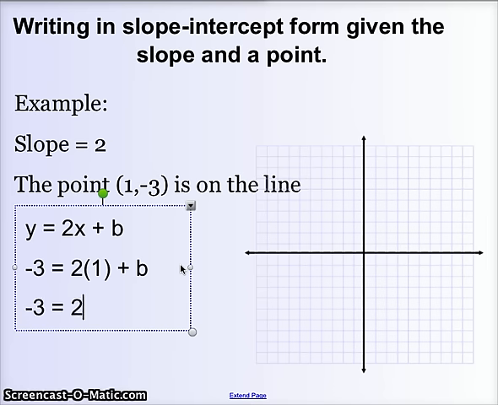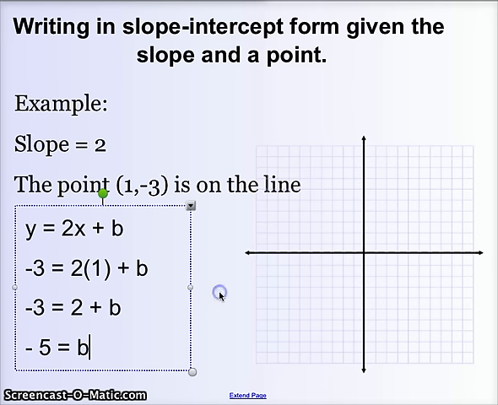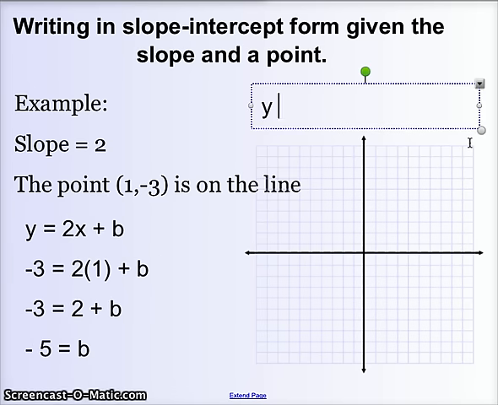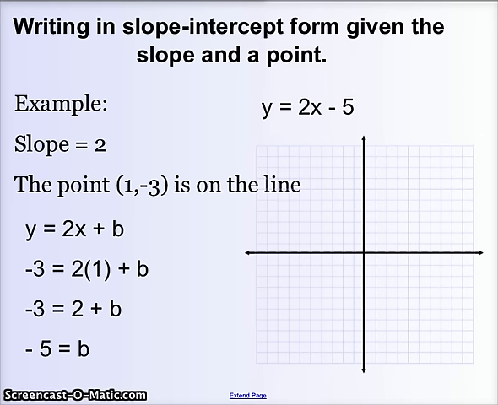When you simplify this, you should have had negative 3 equals 2 plus b, and then subtract 2 on both sides to isolate b, leaving you with negative 5 equals b. So when you wrote your equation in slope-intercept form, you should have had y equals 2x minus 5, because your y-intercept is negative 5. To graph this, you should have gone down 5 on the y-axis, because that's your y-intercept, or where it crosses the y-axis.